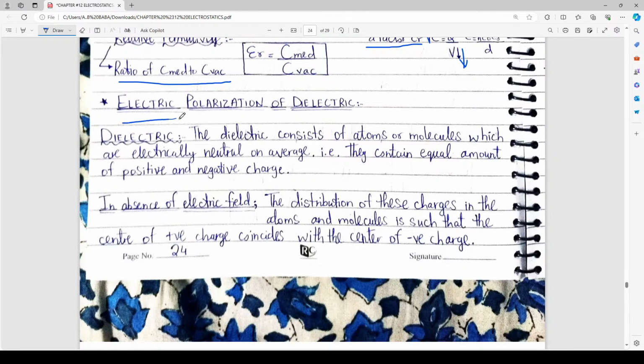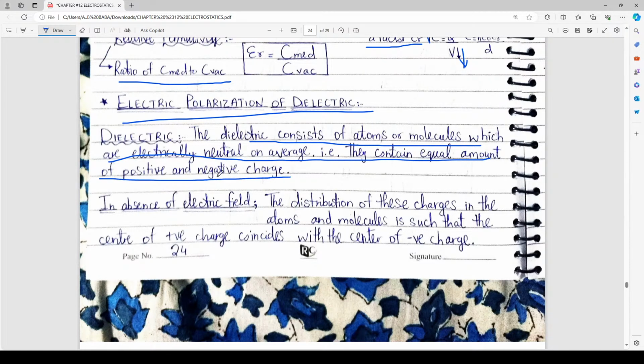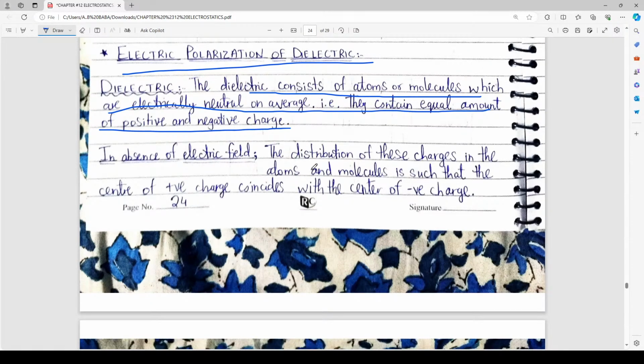What is electric polarization of a dielectric? A dielectric consists of atoms or molecules which are electrically neutral, or on average they contain an equal amount of positive and negative charge. In the absence of the electric field, the distribution of these charges in the atoms and molecules is such that the center of the positive charge coincides with the center of the negative charge.